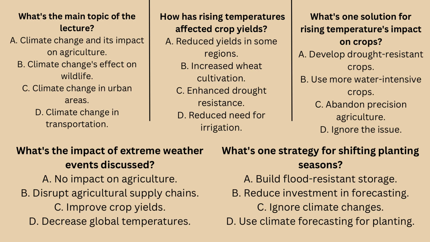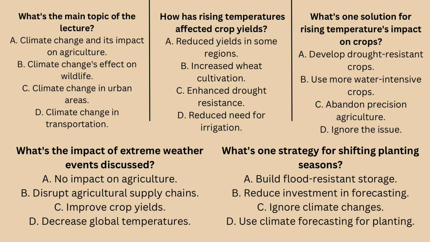One strategy to address this is to invest in climate-resilient infrastructure and disaster preparedness. For example, constructing flood-resistant storage facilities and developing early warning systems can help minimize the impact of extreme weather events on agriculture. Now, let's turn our attention to shifting planting seasons.